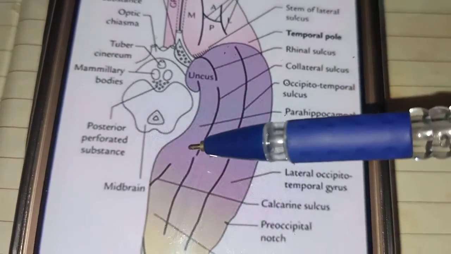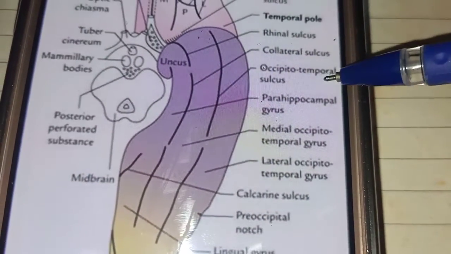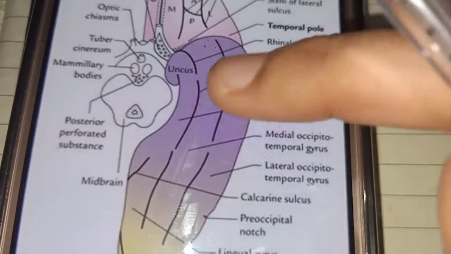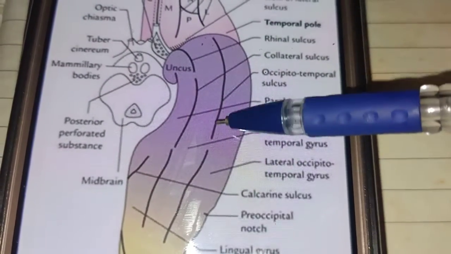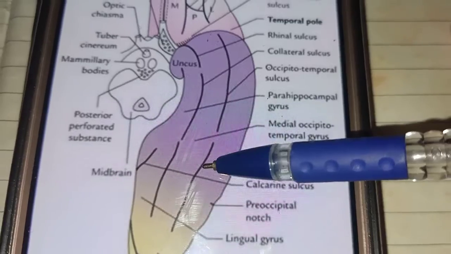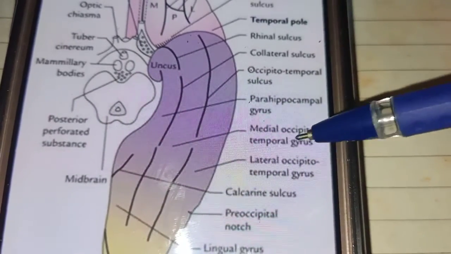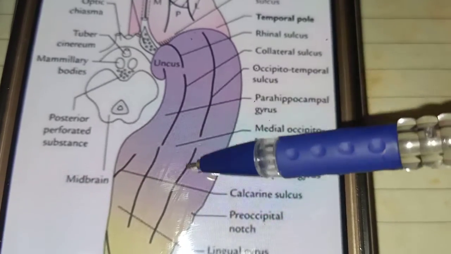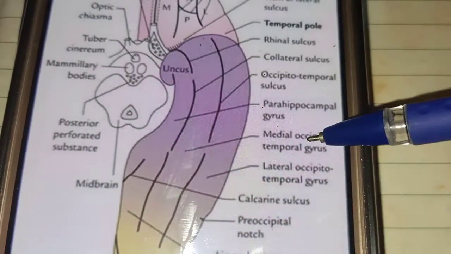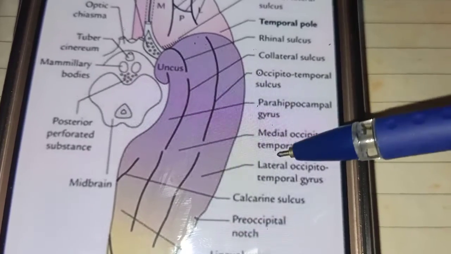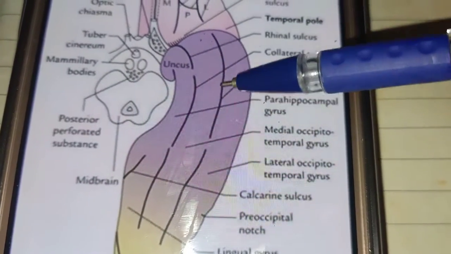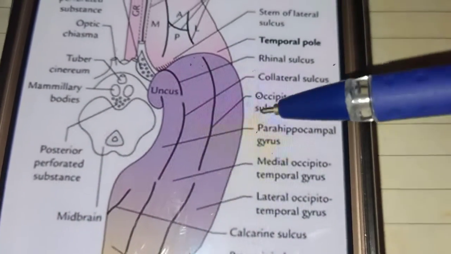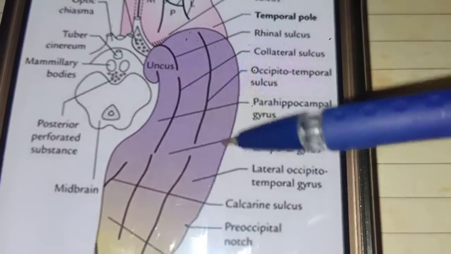Okay. The next is the occipitotemporal sulcus. This is the occipitotemporal sulcus. Okay. The next is the medial occipitotemporal gyrus, which is present between the collateral sulcus and the occipitotemporal sulcus. Here is the medial occipitotemporal gyrus. Next is the lateral occipitotemporal gyrus, which will be present just behind the occipitotemporal sulcus.